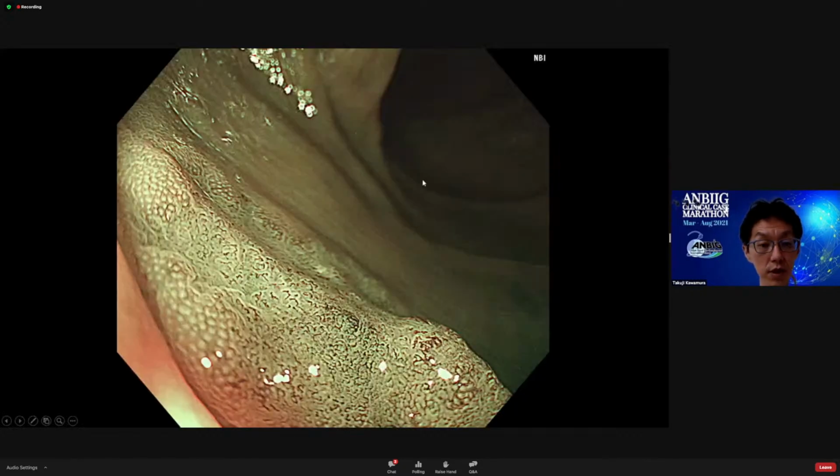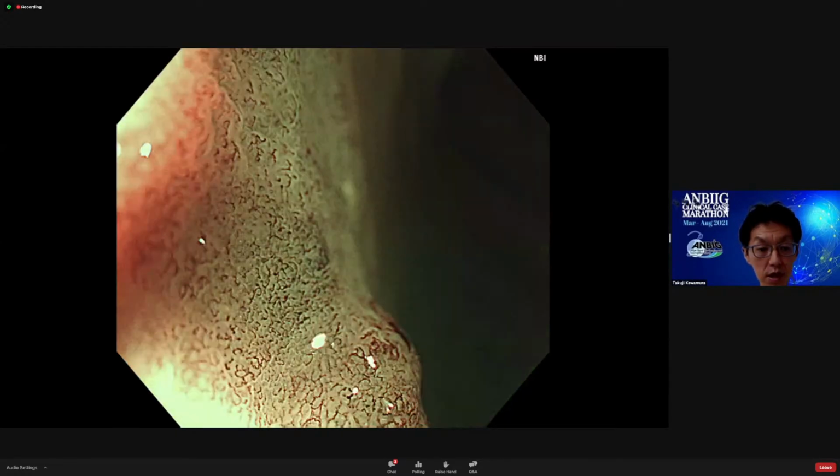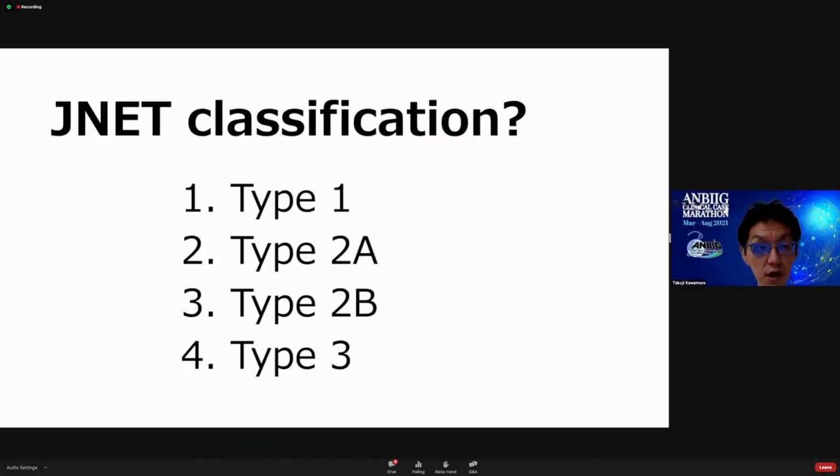Sorry. So these are the NBI findings. Two slides of the NBI, and this is the NBI with magnification. So okay, the next question: what is the JNET classification? Type 1, type 2A, 2B, or type 3?